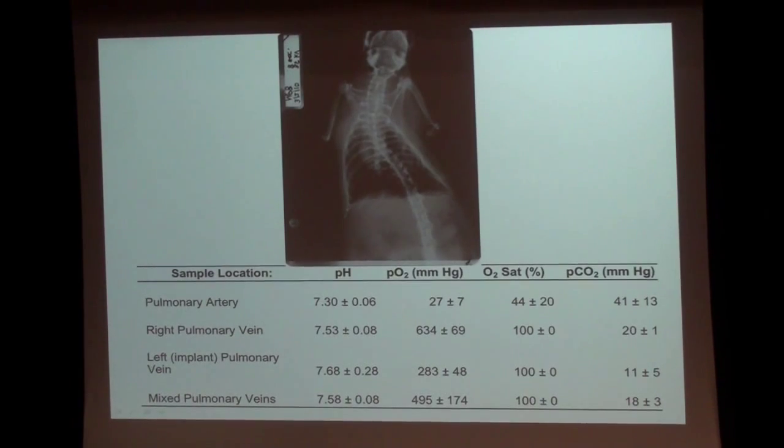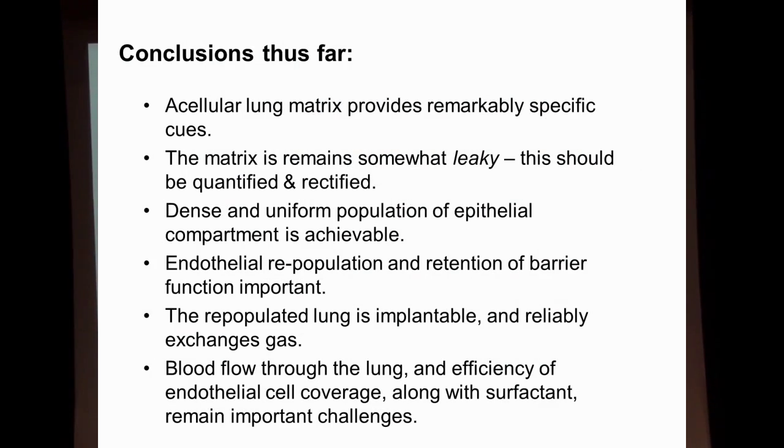So in conclusion, it appears that the acellular lung matrix does provide remarkably specific cues for cell repopulation, but the matrix is still somewhat leaky, and we need to improve the uniformity of the repopulation. But even in its current state, the repopulated lung is implantable and reliably exchanges gas. Every single engineered lung that we've implanted has exchanged gas efficiently. We've never had a failure there. But maintaining blood flow through the lung and improving endothelial cell coverage are still things that we obviously have to improve.